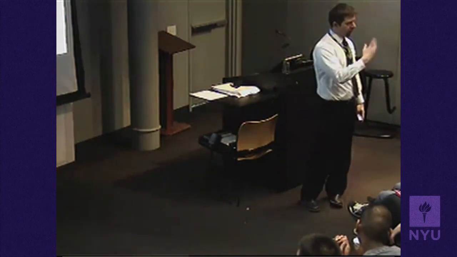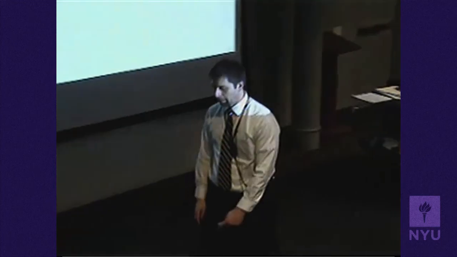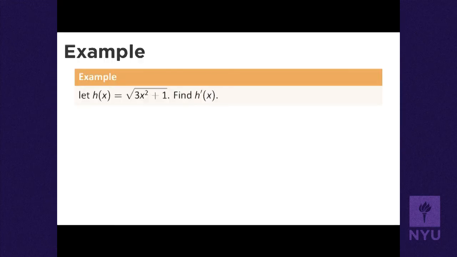Very abstract, though, to try to write that out. f prime of g of x times g prime of x. What's that all saying? Well, let's try some examples. We'll see how we can make this come alive. All right. So here we have a function. h of x is the square root of 3x squared plus 1. And we want to find the derivative of h.